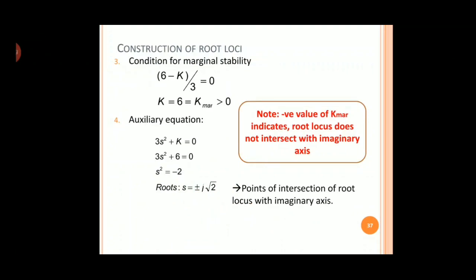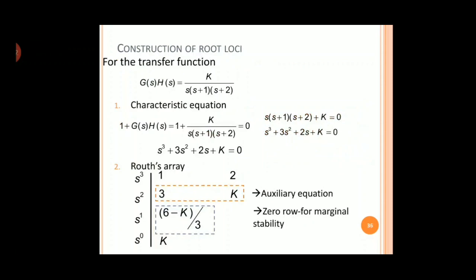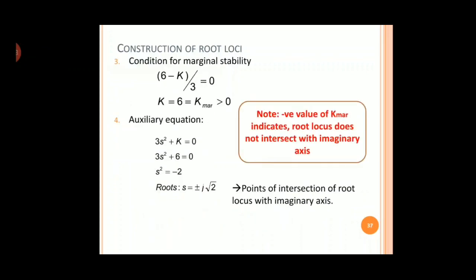The next step says to construct the auxiliary equation. The auxiliary equation is constructed from the row above the 0 row: 3s square plus k equal to 0. Substitute the k value as 6, which is the marginal value. So here you get s square as minus 2, where the roots would be plus or minus j root 2. As I said, the point of intersection of the root locus with the imaginary axis will always be in the form of plus or minus j and some number.